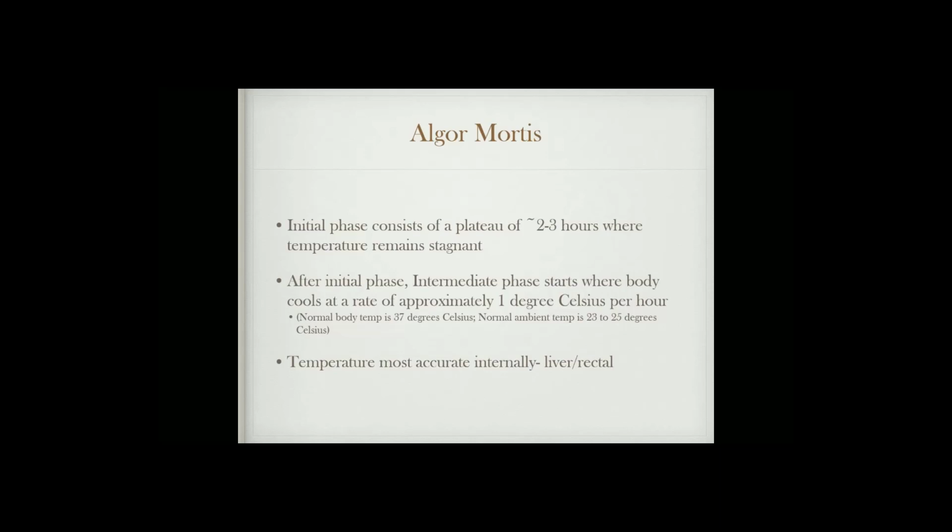The basis for algor mortis is that the body will hold its normal temperature for about 2 to 3 hours after death. After that time, the body will steadily cool about 1 degree Celsius per hour until the body reaches equilibrium with the environment. It's worth knowing that the typical body temperature is approximately 37 degrees Celsius, and ambient room temperature tends to fall within the 23 to 25 degrees Celsius range. When checking for algor mortis, it's best to obtain temperatures from the body either from the rectum or within the liver, as these provide the most accurate representation of the body temperature.